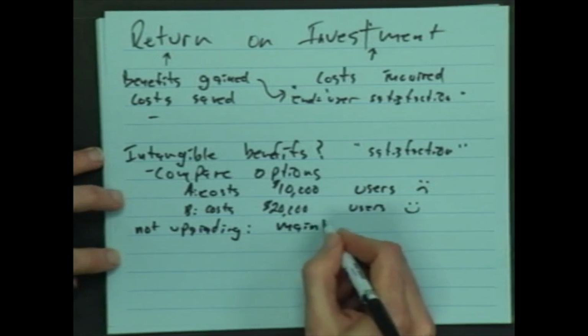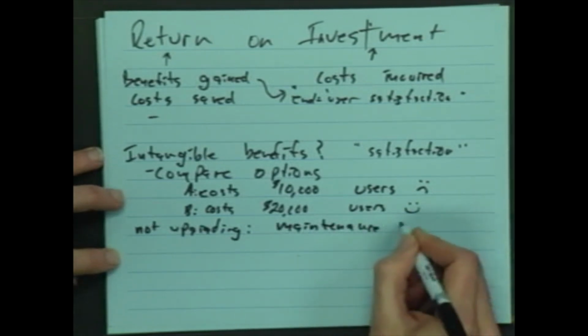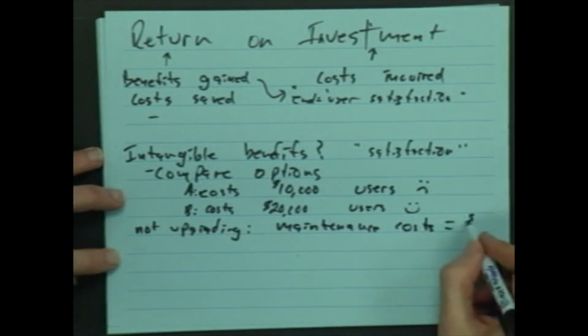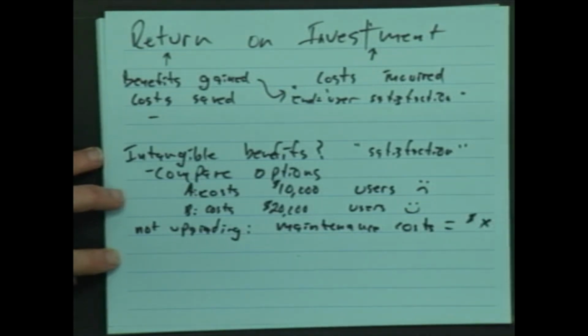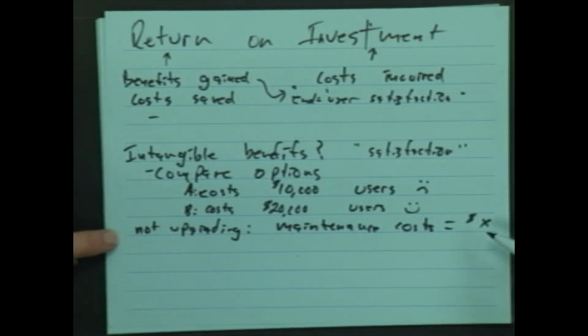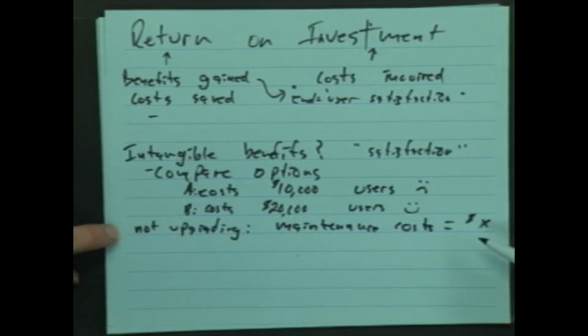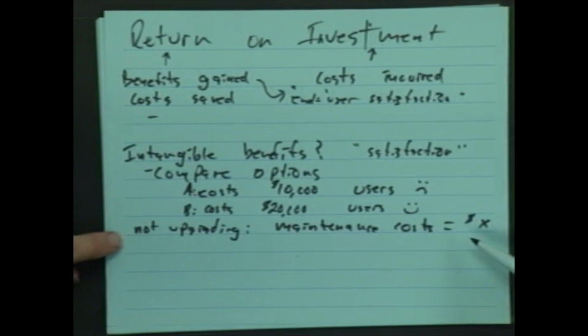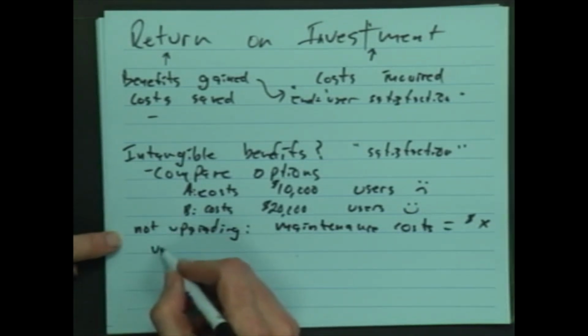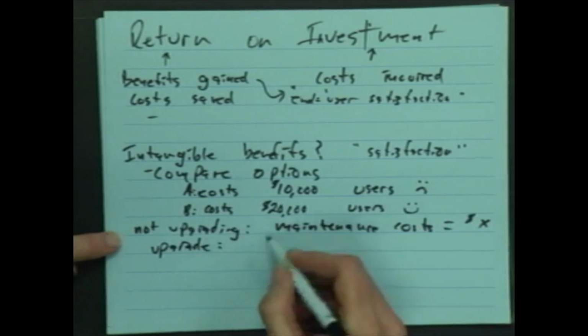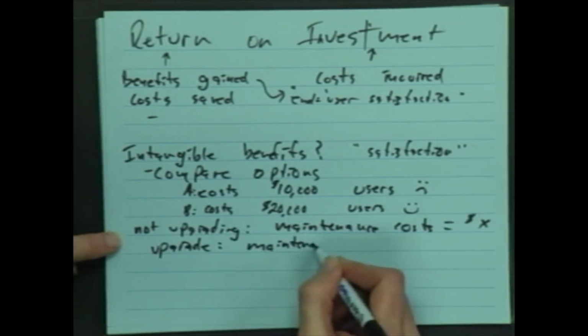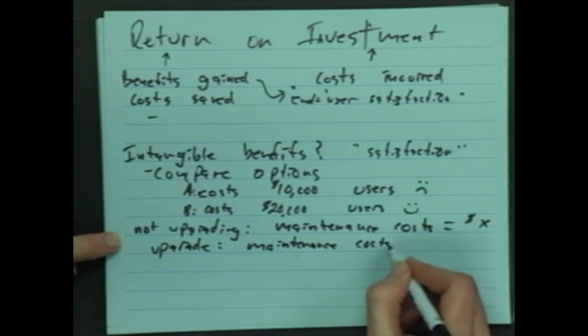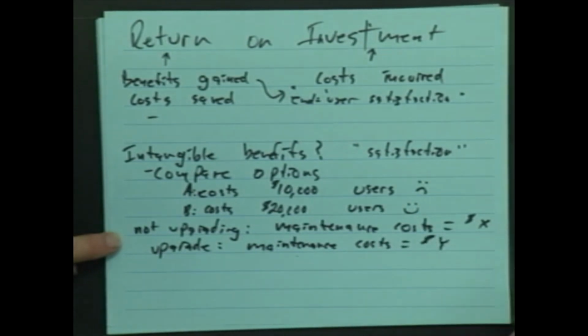Not upgrading, maintenance costs, or whatever. Put X. Are we good here? So if we don't upgrade our network, it's still going to cost us some amount of money to maintain it. You got to add users, update stuff, change ports, everything else. If we upgrade, now our maintenance costs are something else, so it's Y.